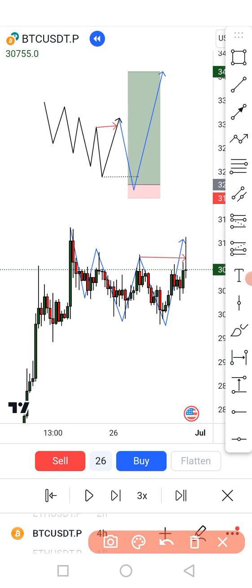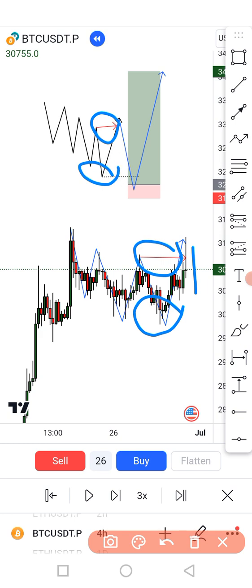Okay, so you can see that we already have the change of character. This is the change of character here. So from every expectation now, we're expecting the market to come down. This is now our liquidity spot, as we are seeing here. So we're expecting the market to come down, clear this liquidity, pick our entry, and go up.